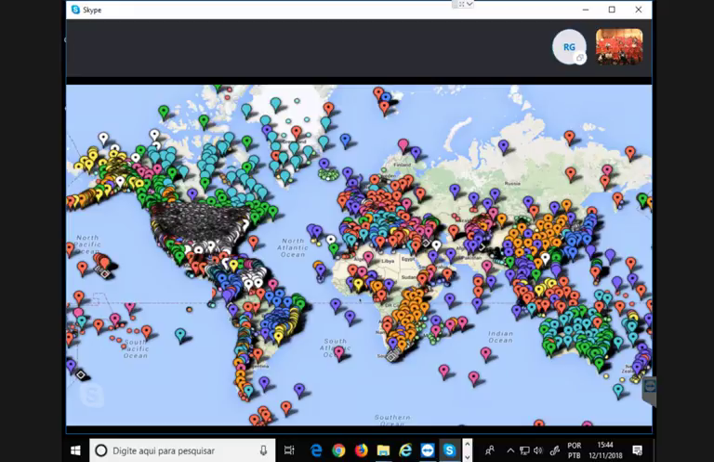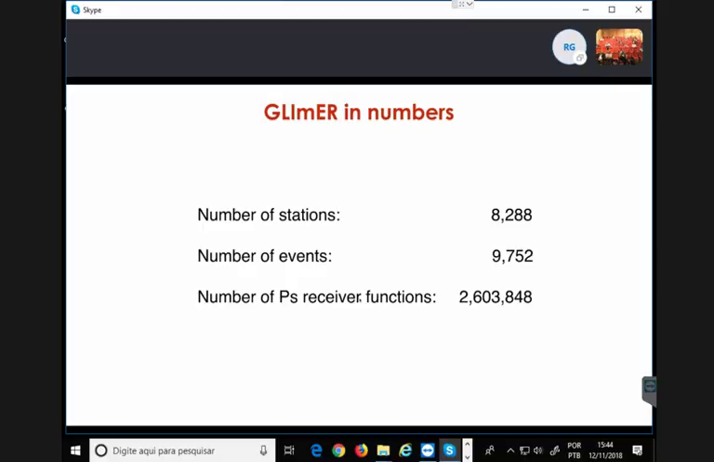So as part of this project called Glimmer, with students here, we developed an automated method that can download data from all of these stations and compute the receiver functions automatically, using some of the state-of-the-art tools that we have developed over the years to do quality control and optimal deconvolution with these data. So we've done this, and here's Glimmer.